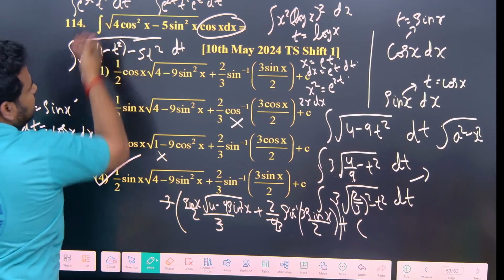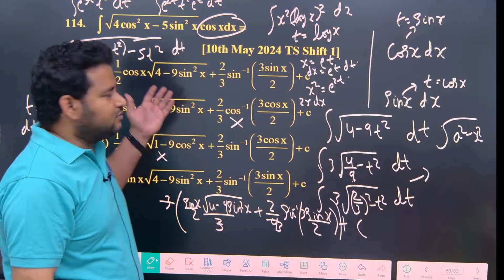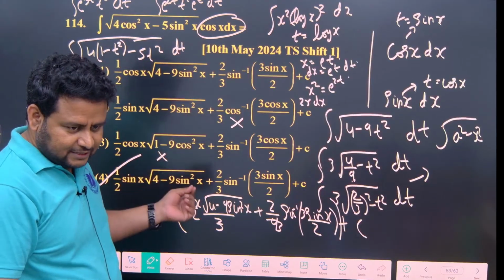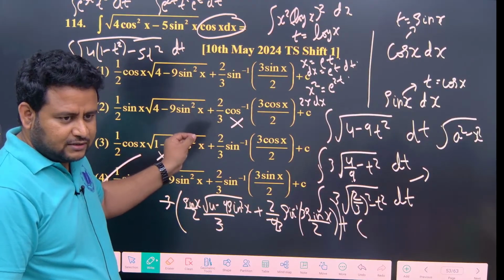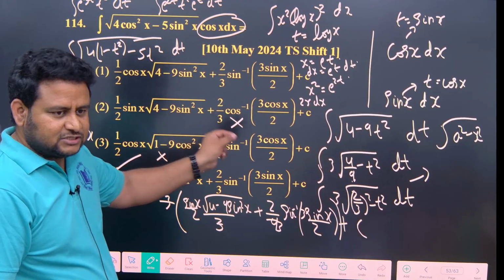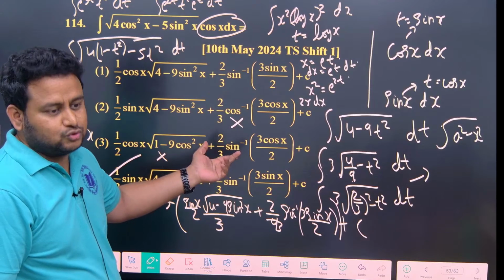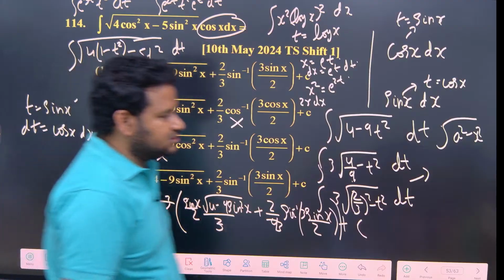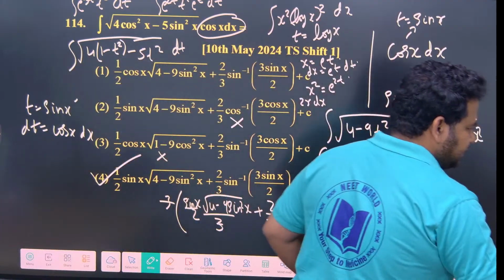That's all. You will use our trick. E power 3t into t square becomes e power 3t by 3 into t square minus 2t plus 2. Plus 2, not t. That's all. Understood? Narasimha Rao, understood? Your doubt? Okay, fine.